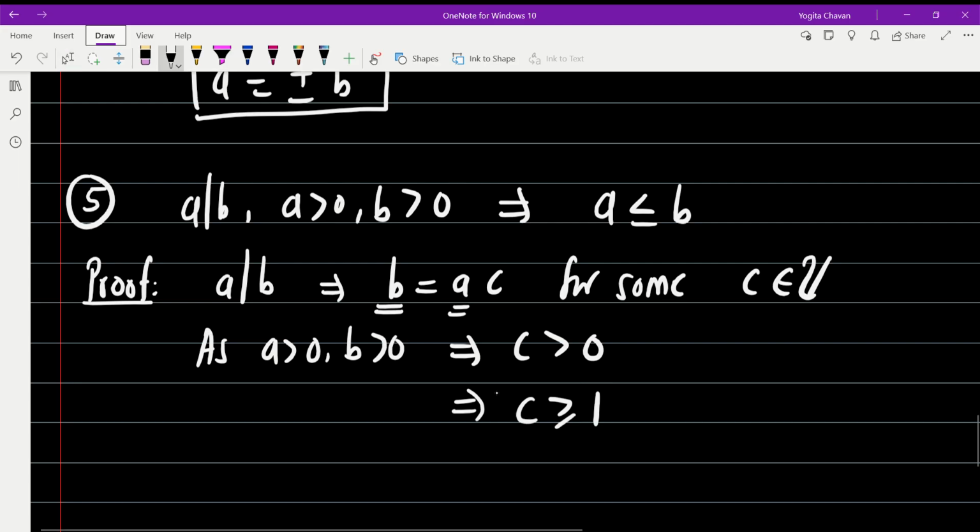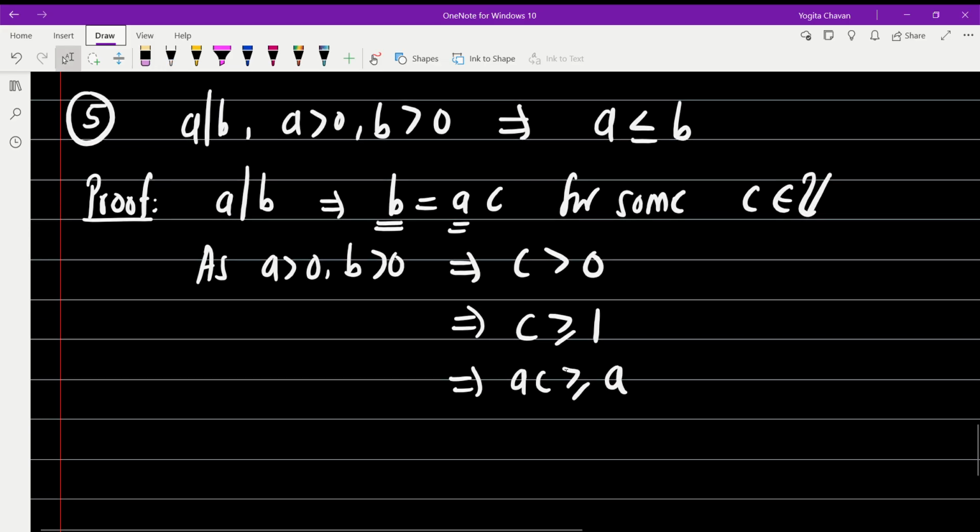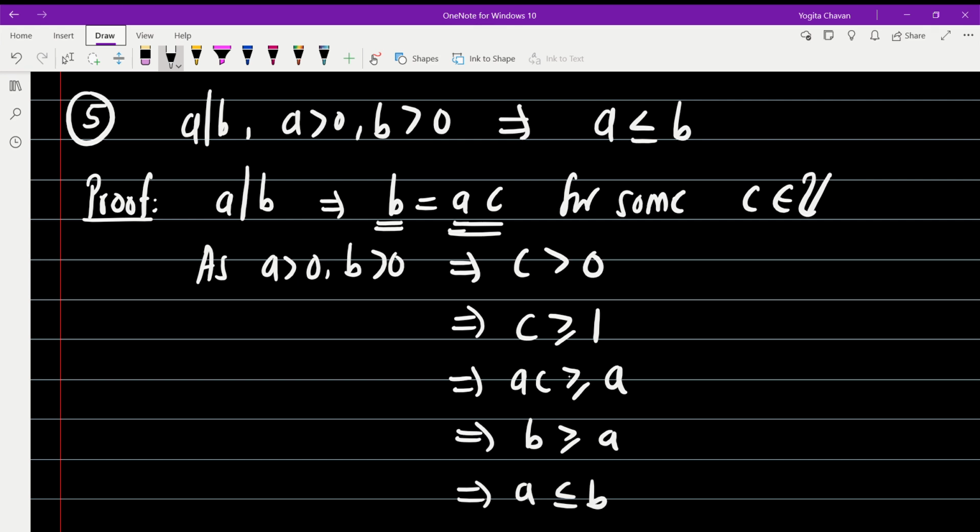Now as A is positive, multiply both sides by A, so AC is greater equal A. दोनों साइड को मैंने A से मल्टीप्लाई किया. But what is value of AC? Look at this. AC is equal to B. So B is greater equal A, or this is same as A is less equal B. So number 5 done.